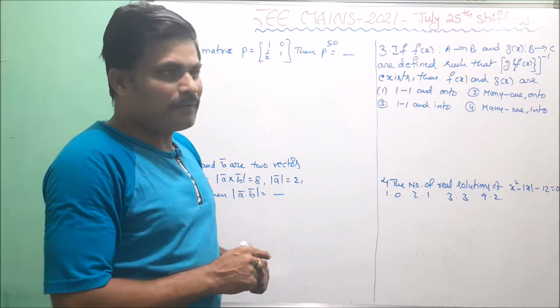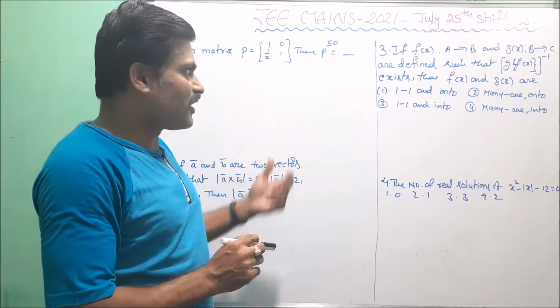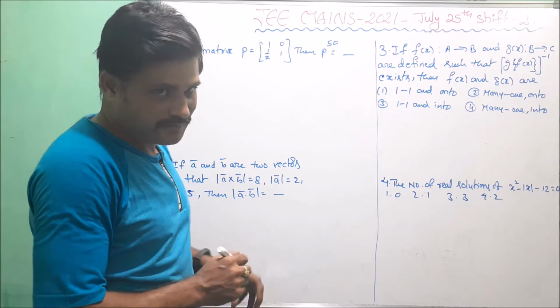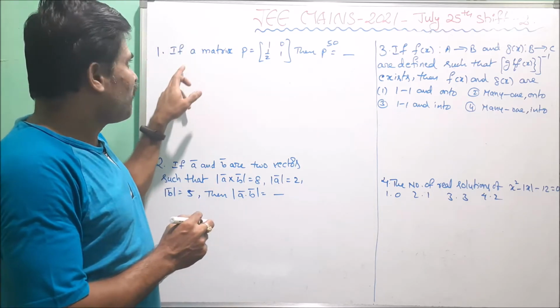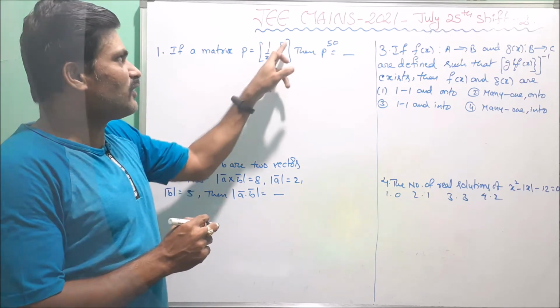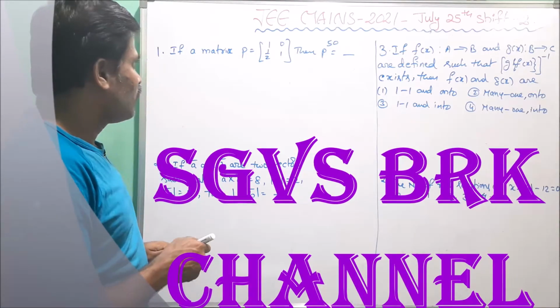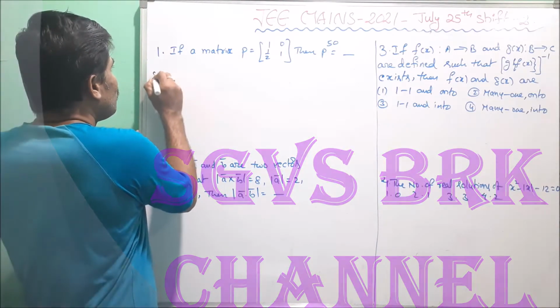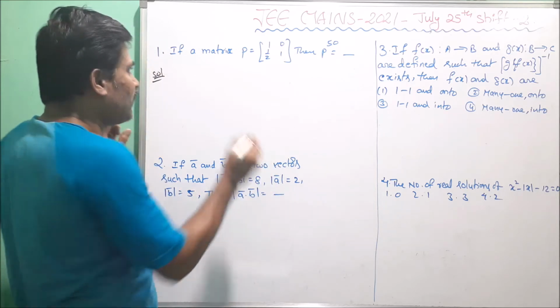So in this paper we have to discuss mathematics problems which came as very easy sums. In that, the first problem is: if the matrix P equals [1 0; 1/2 1], then find P power 50. So here we take the matrix P. First of all we have to find P square.